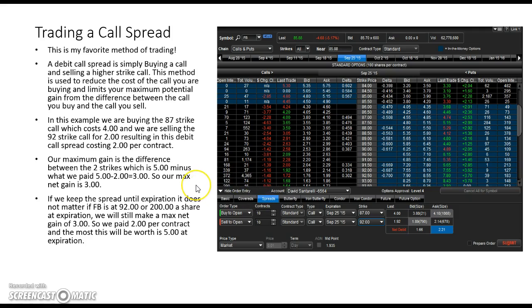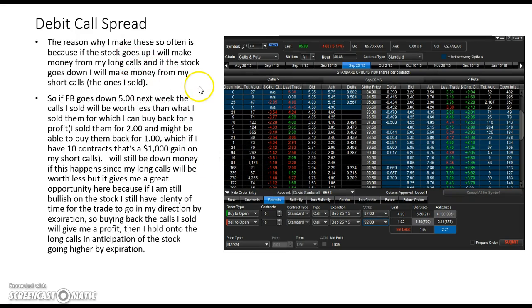So let's get back here. If we keep the spread until expiration, it does not matter if Facebook is $92 or $200 a share at expiration. We will still make a max net gain of $3 per contract. So we paid $2 per contract, and the most this will be worth is $5 at expiration.